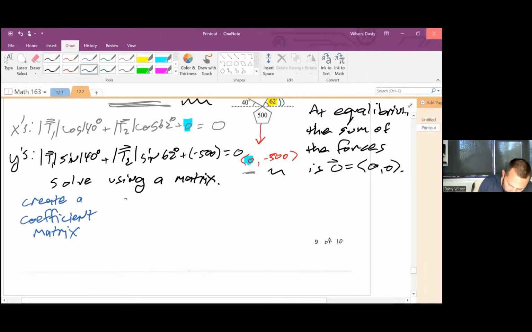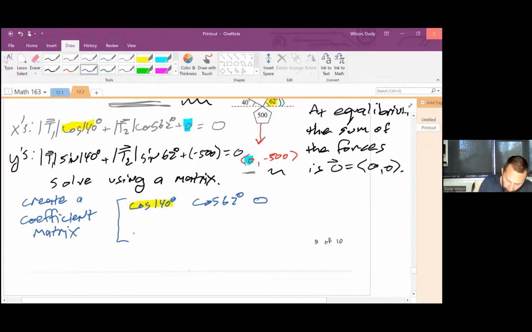And so our matrix is going to be cosine 140 here to there, and then sine, and then cosine 62, and this is going to be equal to 0. There's no equal sign, you just have the 0.